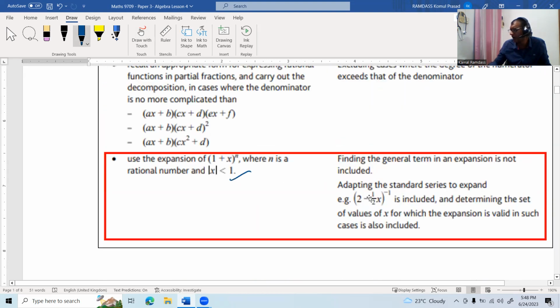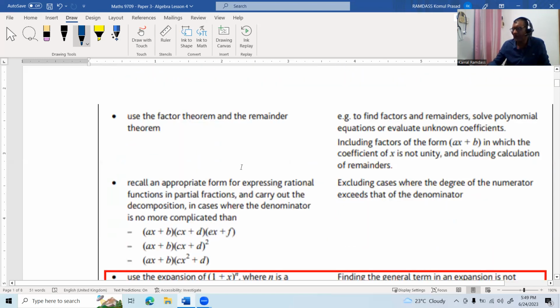OK? Adapting the standard series to expand (2 minus half x) to the power minus 1. On expliquer comment nous faire being in the form (1 plus x) to the power of n is included and determining the set of values of x for which the expansion is valid in such cases is also included. Ça aussi nous faire et nous finit complète sa première partie de algebra.